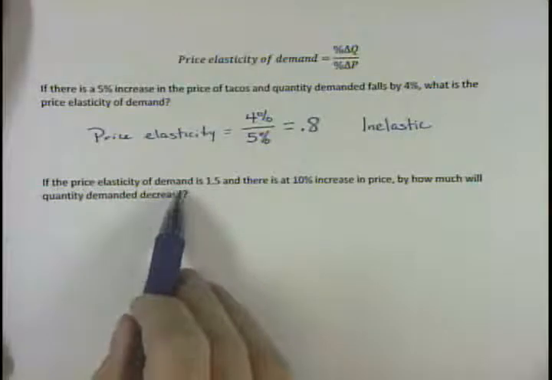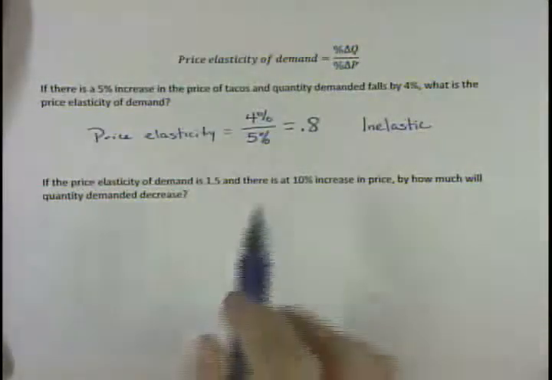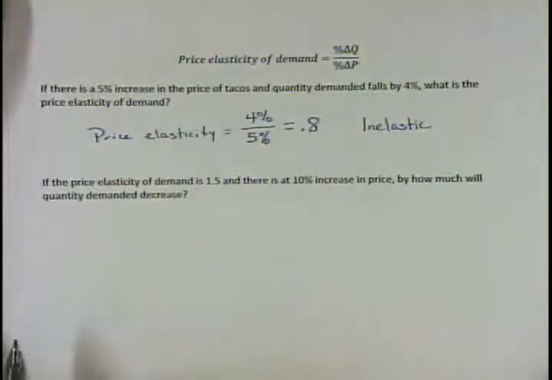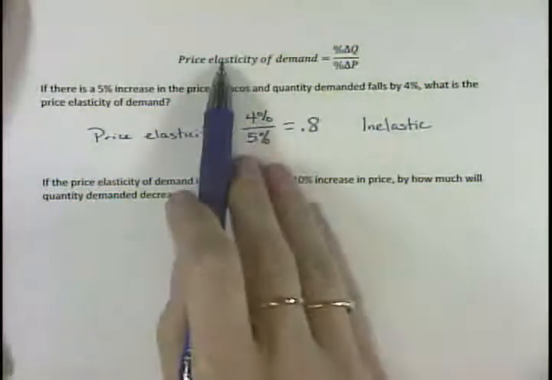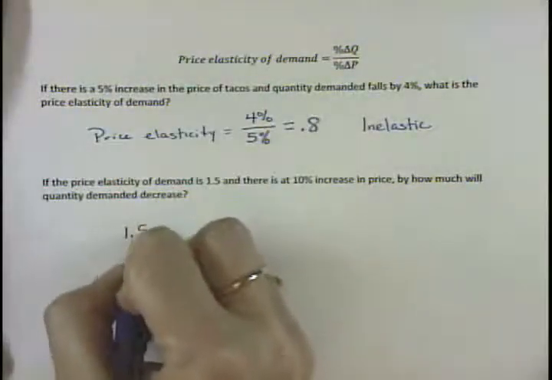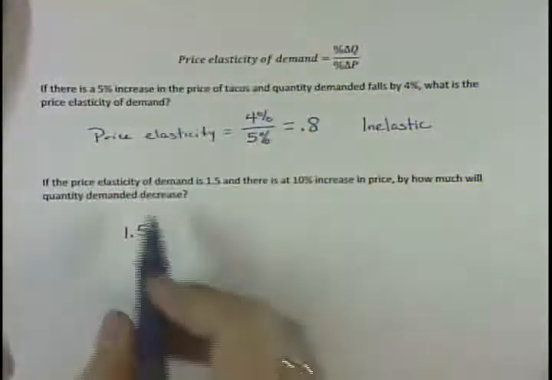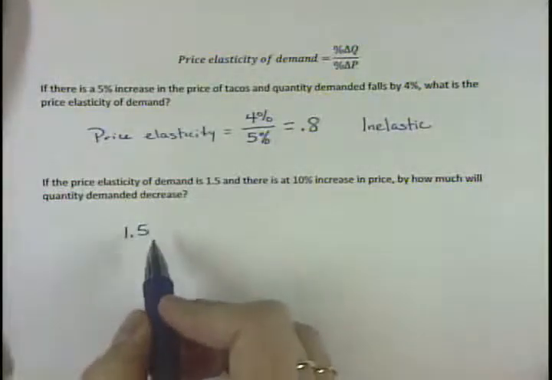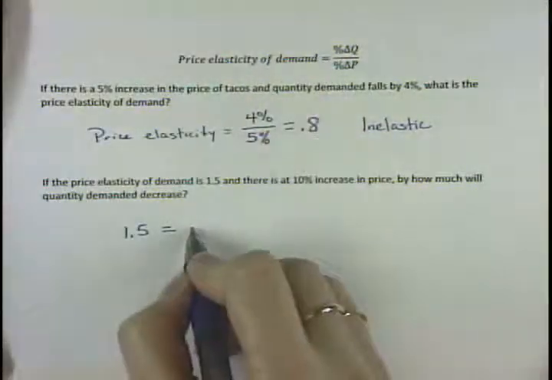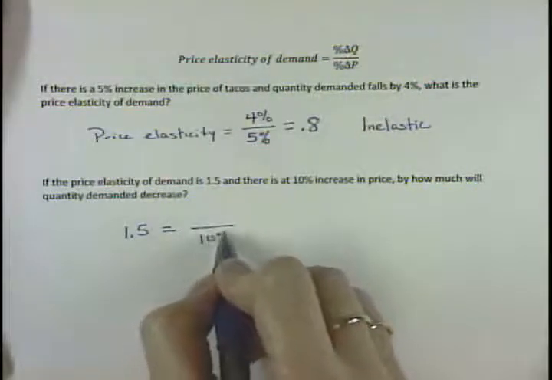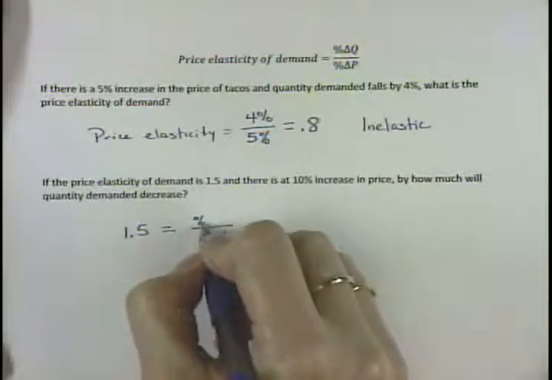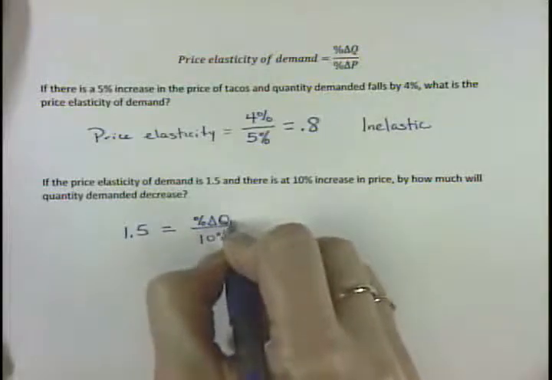So if we know the price elasticity of demand, and there's a 10% increase in price, we want to figure out how much quantity demanded will decrease. So we know this side of the equation, we know this number, 1.5, that's our price elasticity of demand. Price elasticity of demand is 1.5, and it's going to be equal to, we know the bottom number, our denominator of the fraction, is 10%. That's our percentage change in price.